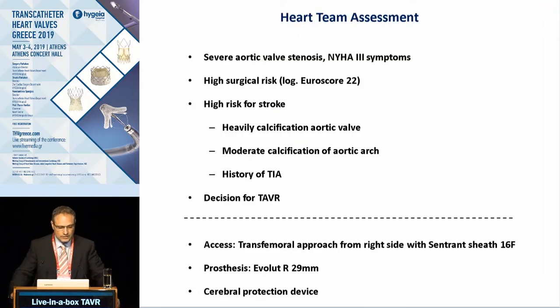So the heart team assessment was that we had to deal with a severe aortic valve stenosis, symptomatic with NYHA classification 3. The patient was characterized as high surgical risk, and at the same time, he has characteristics that make this situation high risk for stroke due to the heavy calcification at the level of the aortic valve, due to the moderate calcification at the level of the aortic arch, and due to the medical history of transient ischemic attack. So we decided to proceed as a heart team with TAVR. We use the transfemoral approach from the right side using the 16 French sheath as an access point. We proceed with an Evolut R 29 millimeter prosthesis, and we use a cerebral protection device in order to protect the patient from a stroke.